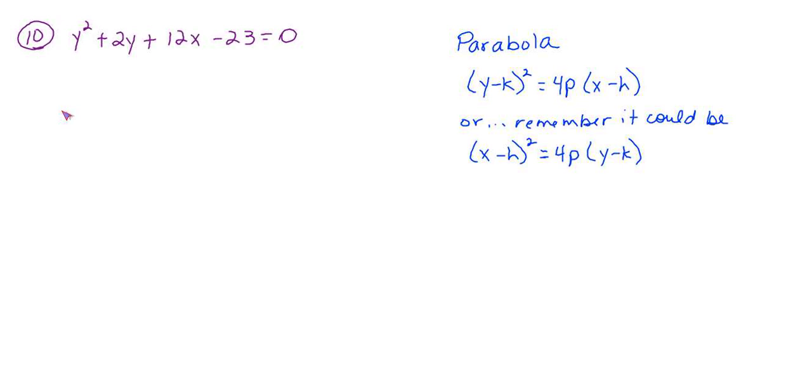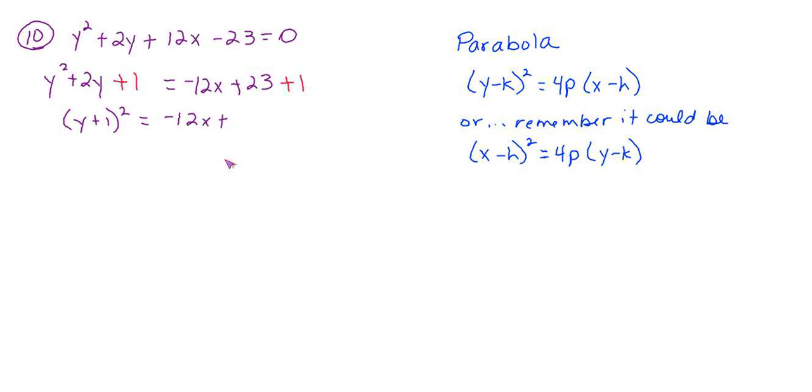So let's put our y's together so we can complete the square, and let's put everything else on the other side. That's going to give me negative 12x plus 23 over on the right. Now, to complete the square, half of 2 is 1, and 1 squared is 1. So I've only added 1 to this side, so I just add 1 to the other side. Now I have my perfect square. This is y plus 1 quantity squared.